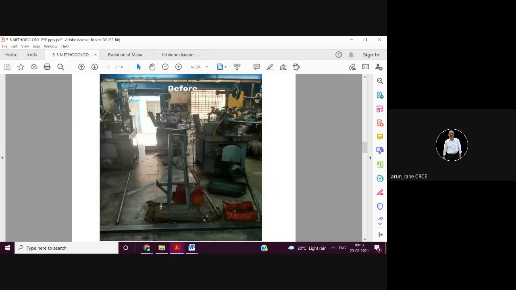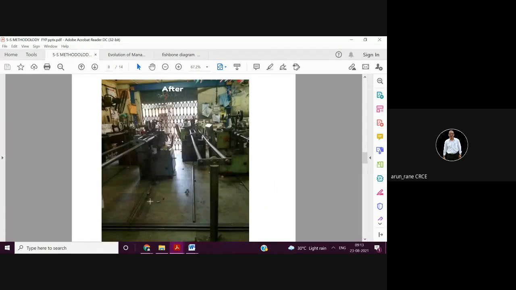This is an automat shop. You can see these are the automats, single spindle automats, before implementing 5S, and after implementing 5S, it looks like this: cleaned, arranged, stacked properly.